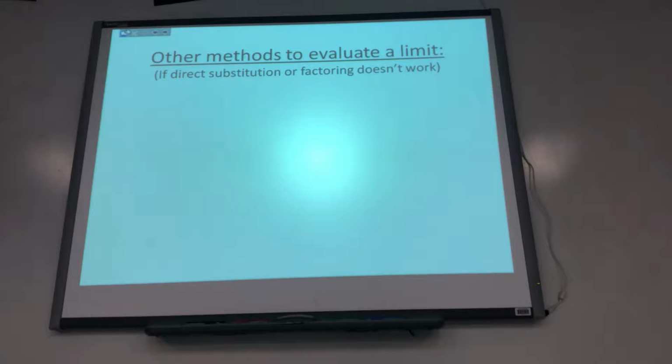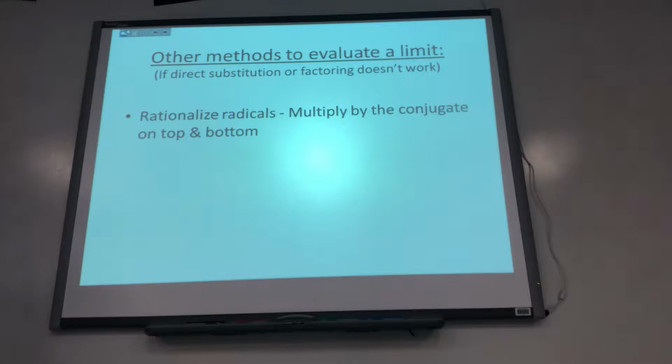Now for the first one, I'm going to refer to this method as rationalizing radicals. It says rationalize radicals. And this is basically just how you get started. It's not the entire method. I'm just trying to give you some key ideas. To rationalize radicals, you want to start by multiplying by the conjugate on top and bottom.